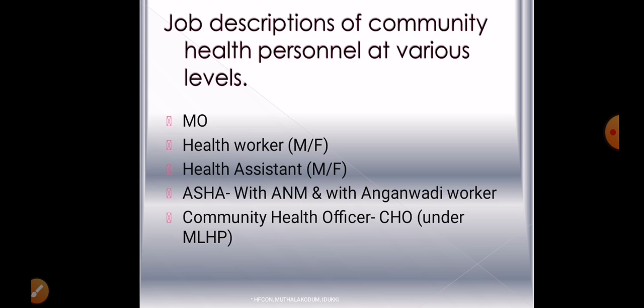Then we have studied in this unit the various job descriptions of community health personnel at various levels. In this we have studied the job description of a medical officer. If there is only one medical officer, or if there are 1, 2, 3 medical officers, their work will be similar. The only thing is, the senior doctor will be the chief medical officer, and they all have to work coordinately on the same functions.